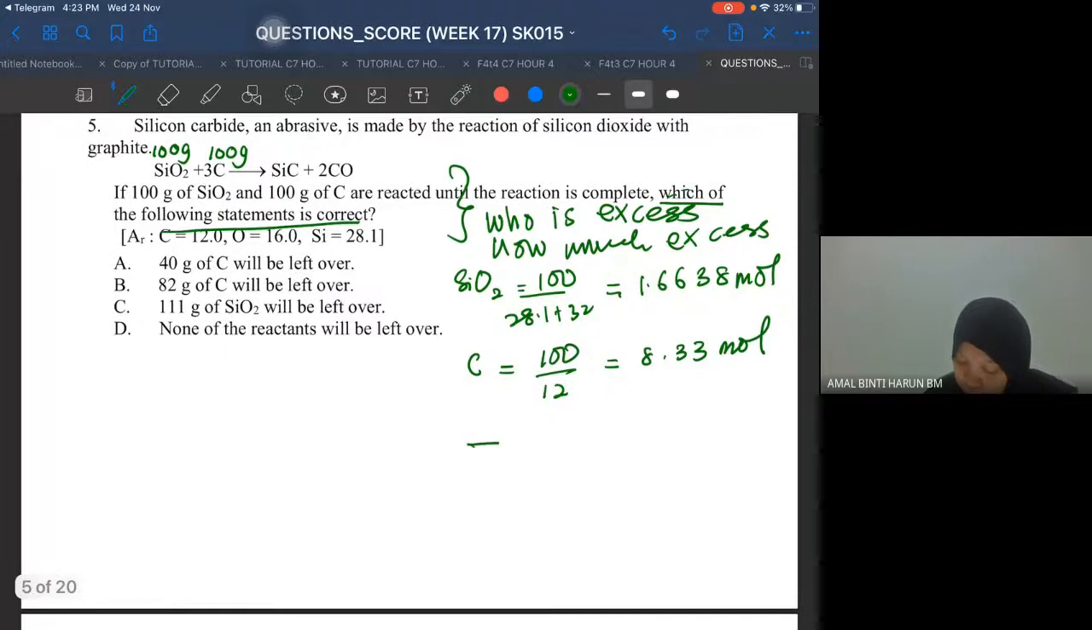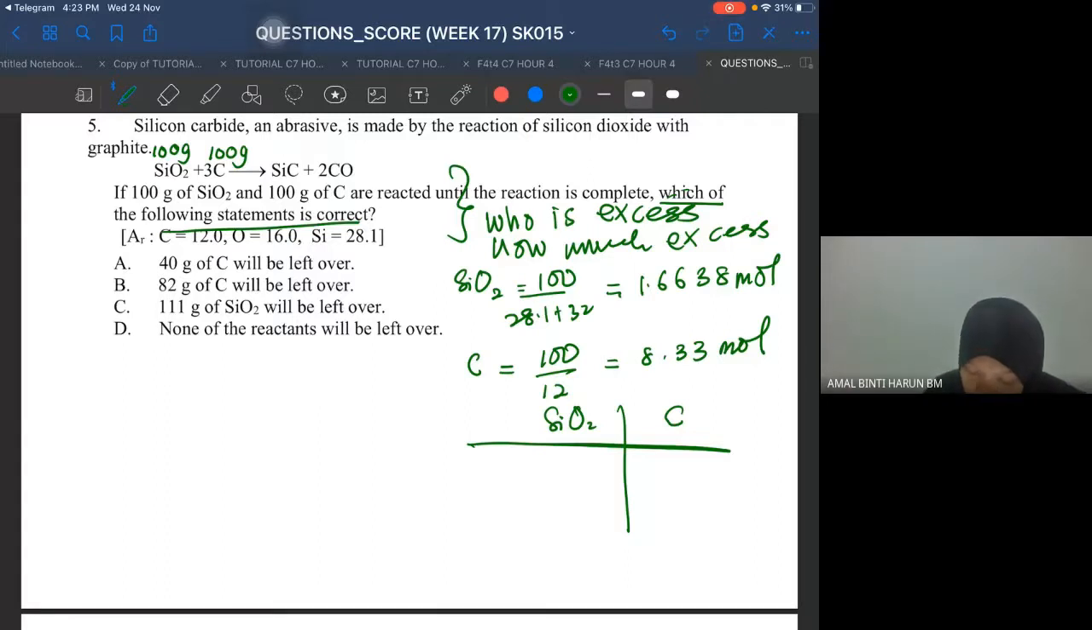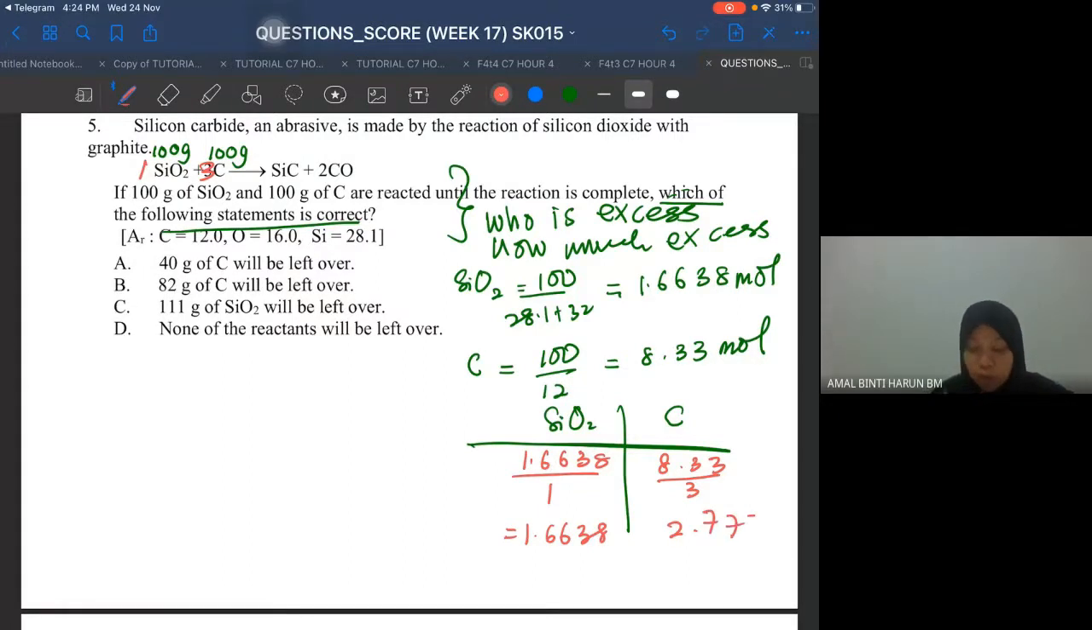Saya pakai kaedah yang ini. So this is SiO2, carbon. Then I divide by the coefficient. Okay, so the coefficient here is 1 and 3. So I divide each number of mole by their coefficient number. 8.33 divided by 3. So I get the ratio 1.6638 and the other one is 2.77. So who is the smallest ratio? Here we can get the smallest ratio is silicon oxide. Therefore, silicon oxide is limiting reactant. Of course, carbon is excess.